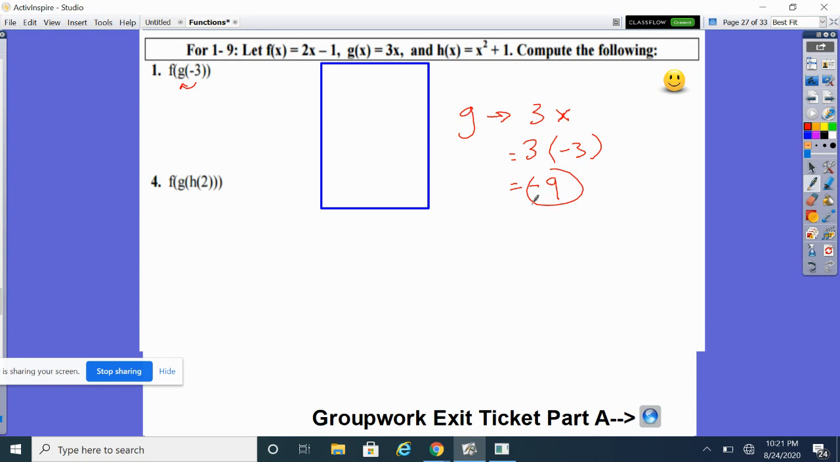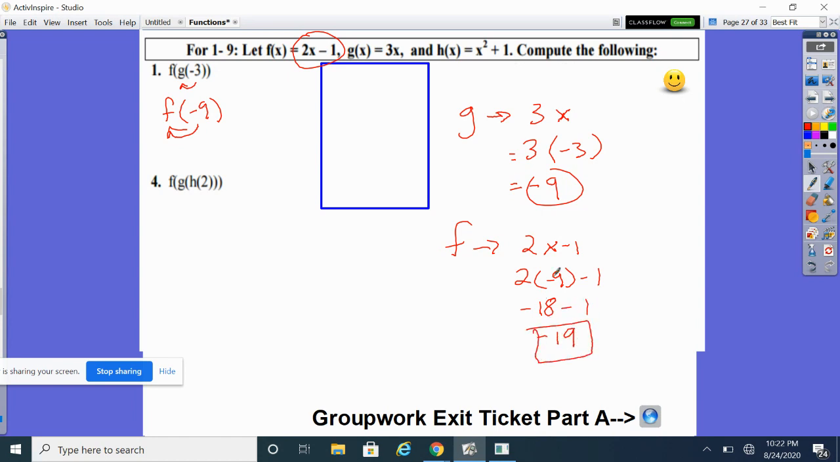Well, now we want to take this -9. This is technically f of -9. We're going to plug it into the f function. Well, what was the f function? Looking up at the top, I'm seeing it right here. It's 2x minus 1. But we don't want the x. We want to plug in -9, the answer that we got up here. 2 times -9 is -18 minus 1. Hey, that gives me -19. And I've done everything they asked. And so that's my answer.